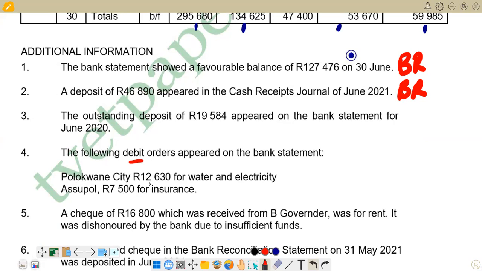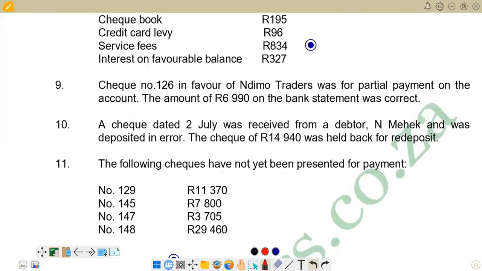We've got 4,630 for water and electricity, and also we've got 7,500 for insurance. The water and electricity is being paid to Polokwane City, and this is ASPO for insurance. So this is what we have. You can just go to the cash payments journal and summarize these transactions. Let's go to the cash payments journal.